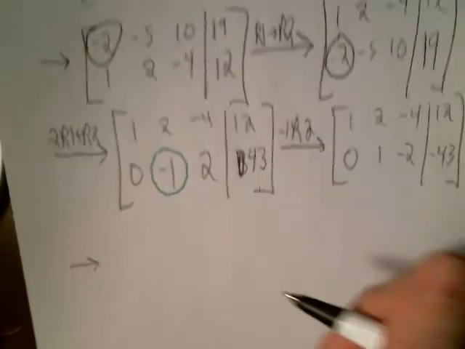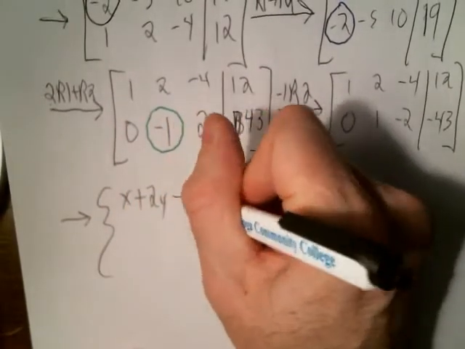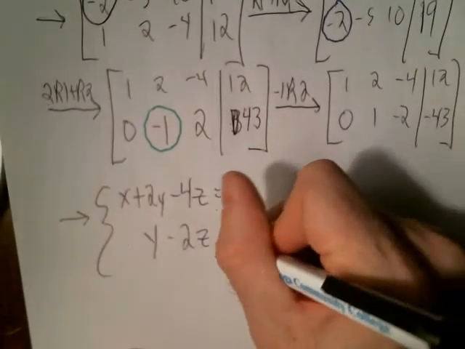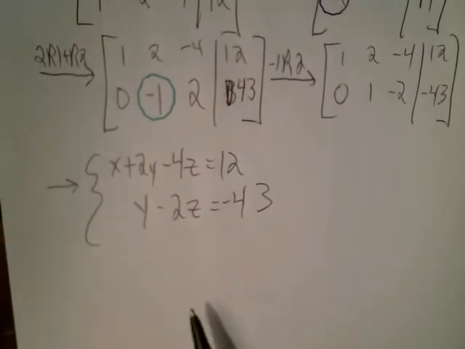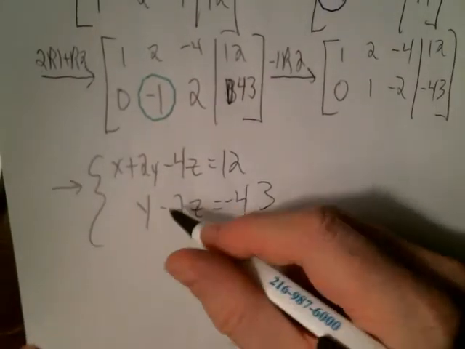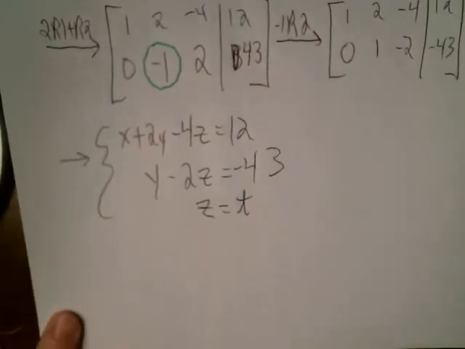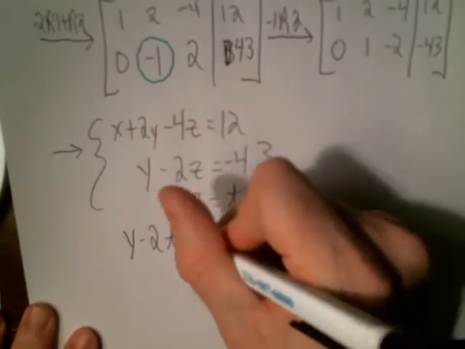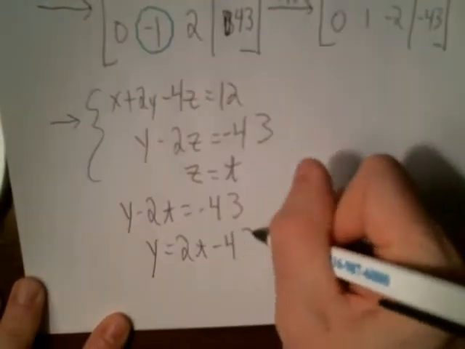and then we can convert back into our equations. So x plus 2y minus 4z is 12, and then y minus 2z is negative 43. And then it's very similar to what we had with the infinite solution case. So we could try to solve for y, but let's just say z is anything we want. Again, let's call z t. And then back substitute. So y minus 2 times t is negative 43, so y is equal to 2t minus 43.